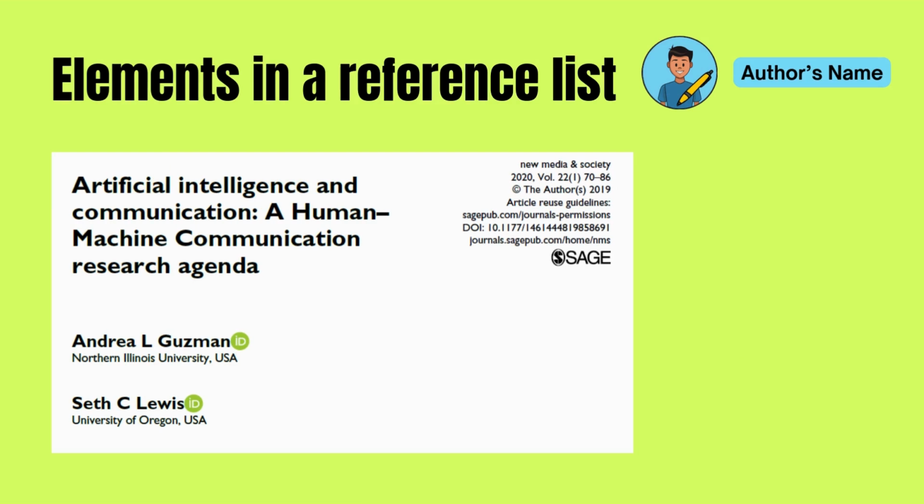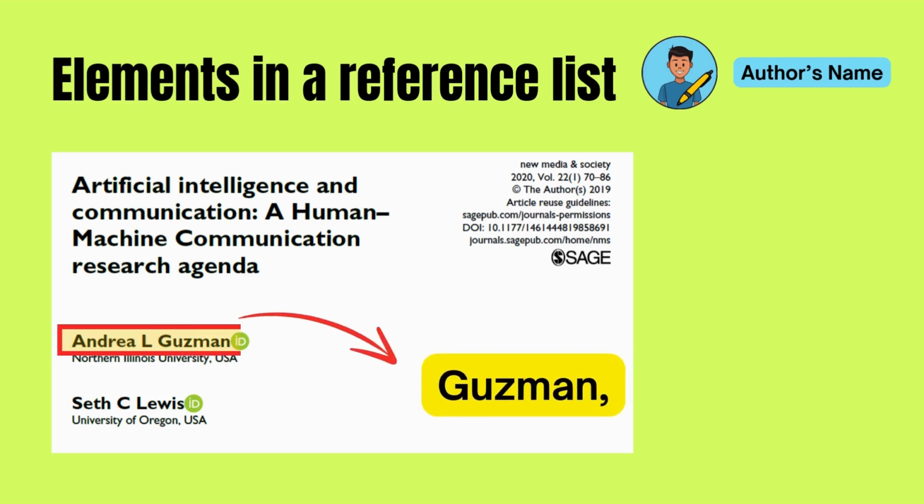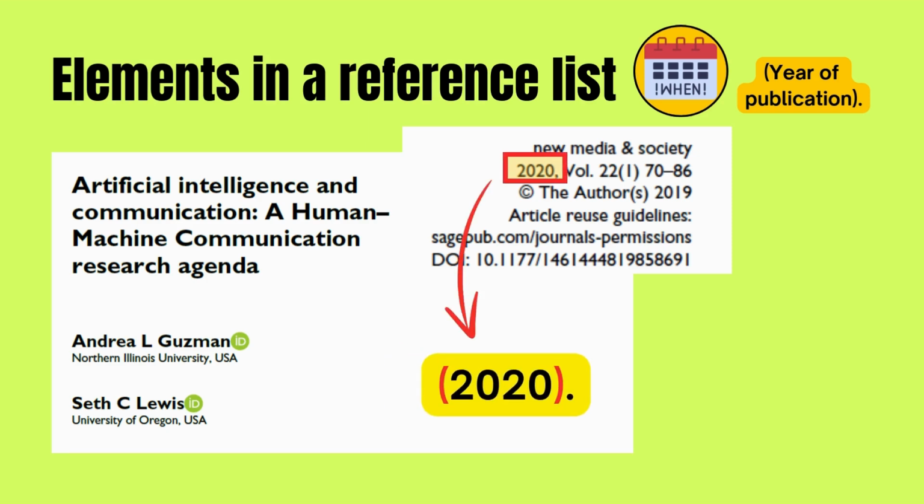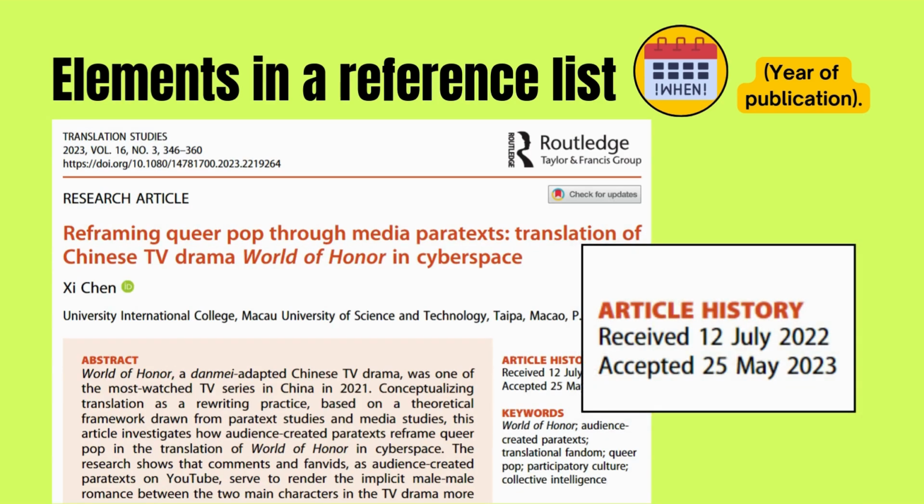For example, if the author's name is Andrea L. Guzman, the name would be presented as Guzman AL. Next, you'll include the year of publication in parentheses, such as 2020. It's important to note that there is no need to cite the dates of acceptance or revision for the source.